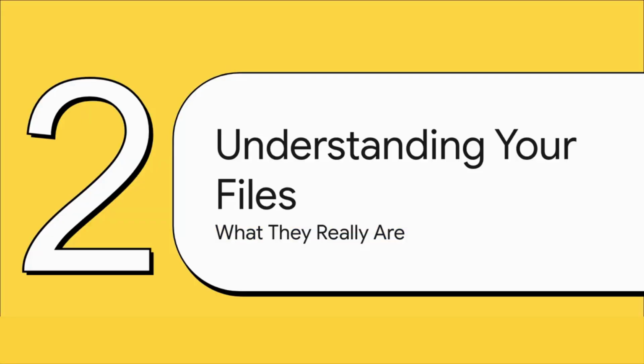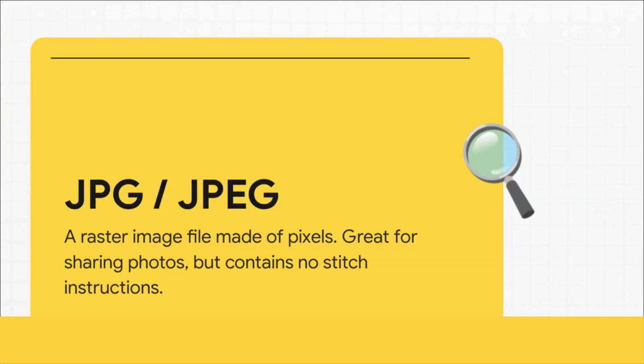So to really solve this, we need to get a little more specific about what we're dealing with. Let's break down these two file types so we know exactly what they are. First up, the JPG. You see them everywhere. They're the standard for photos, mostly because they're really good at shrinking file sizes. But here is the critical thing for us to remember. A JPEG is nothing more than a map of colored pixels. It contains absolutely no information about stitch direction or density or what type of stitch to use.